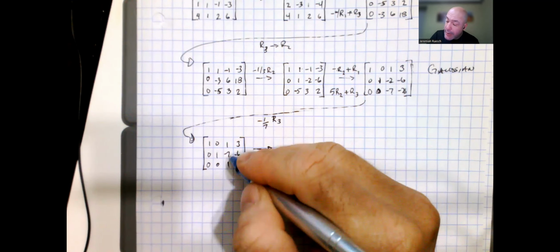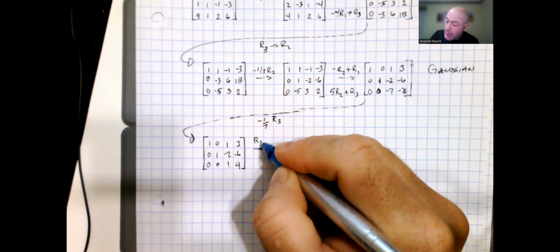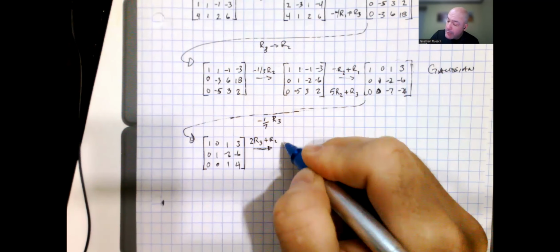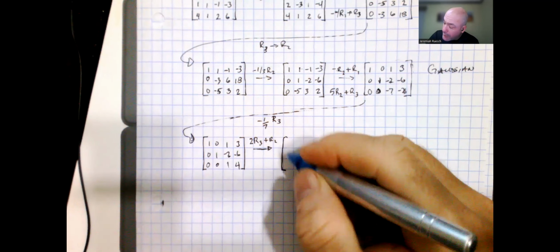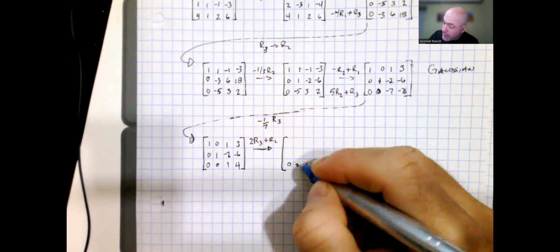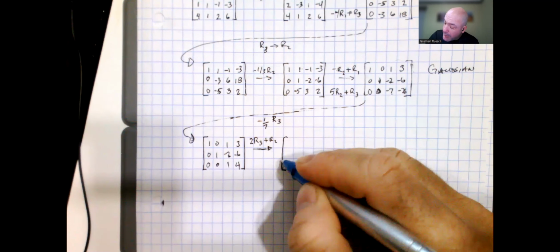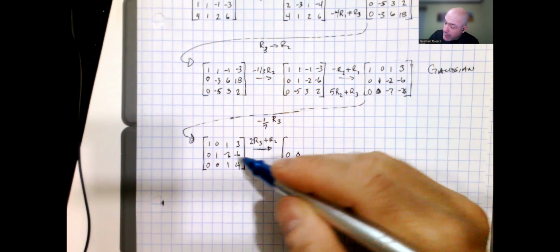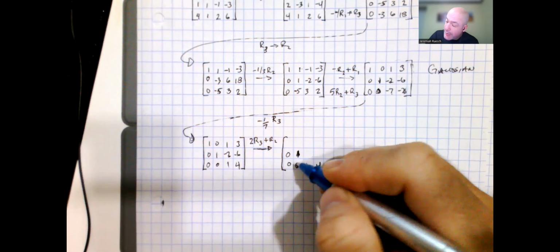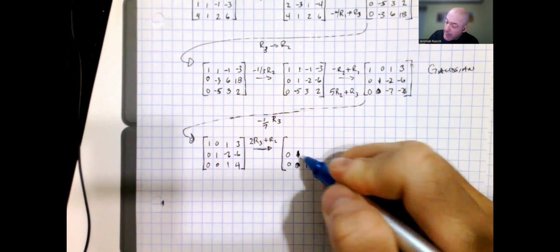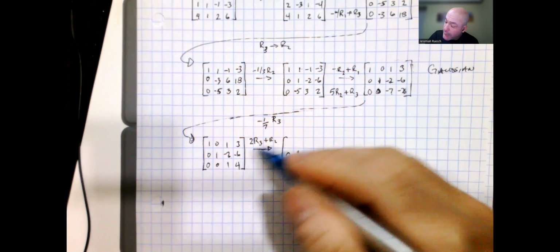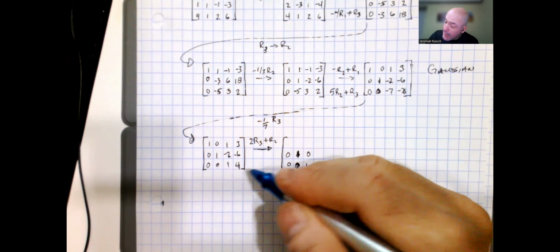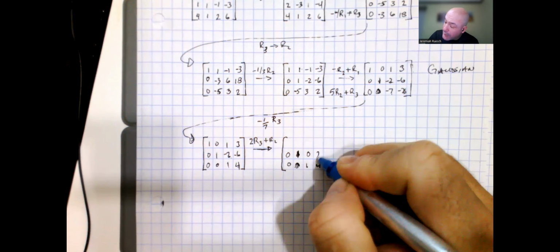Okay, so to do that, I'm going to multiply row 3 by 2 because I want to get rid of this one here and then just add it to row 2. So we have 0, 0, 1, 4. And that's going to be 2 times 0, and then, that's not 0, that's 1. This is 0. 2 times 0 plus 1 is 1. And then 2 times 1 is 2, plus negative 2 makes that 0. 2 times 4 is 8. 8 plus a negative 6 gives us a 2.